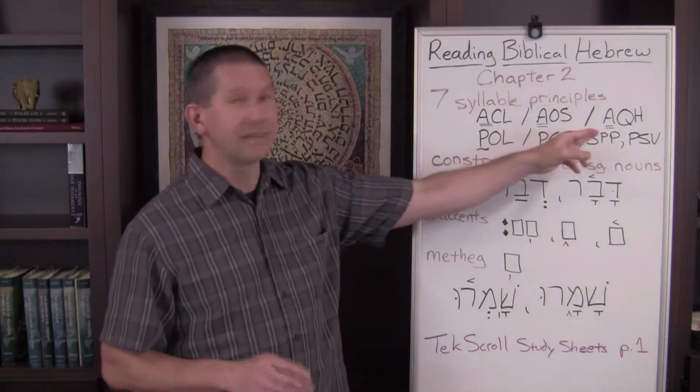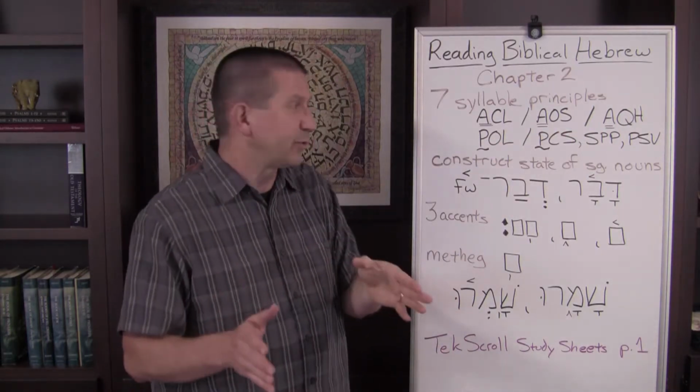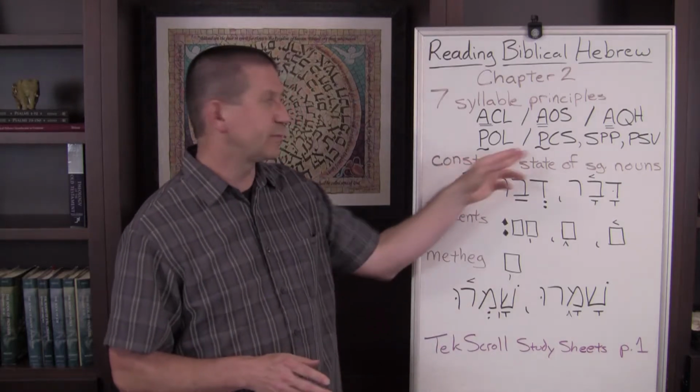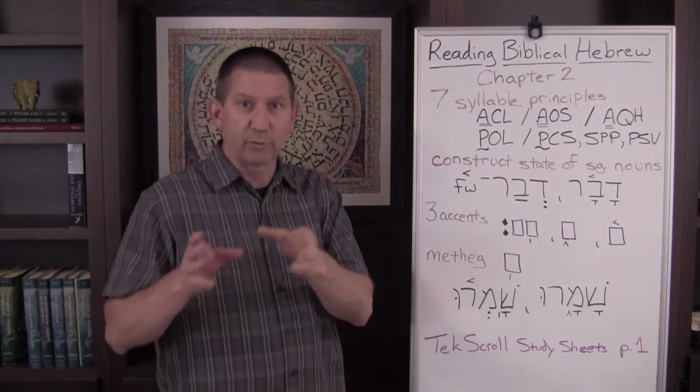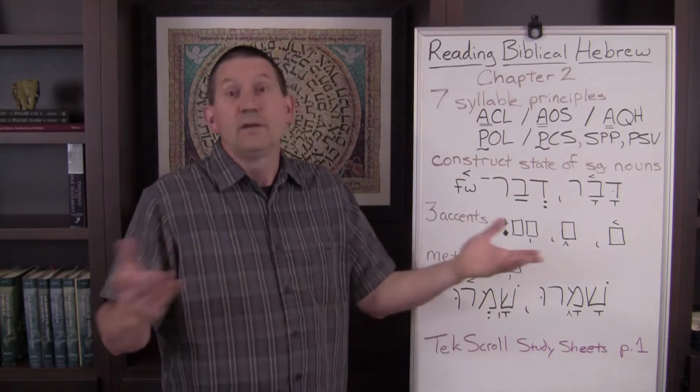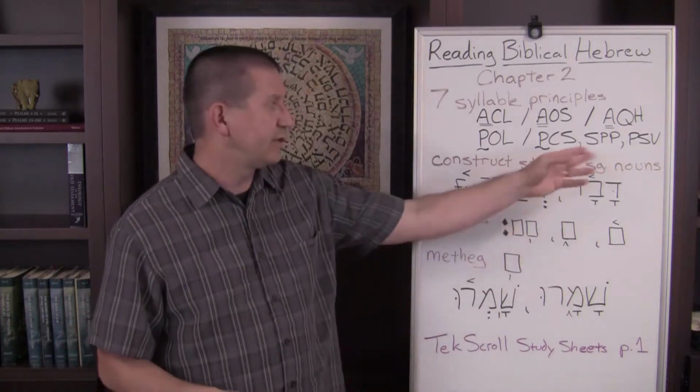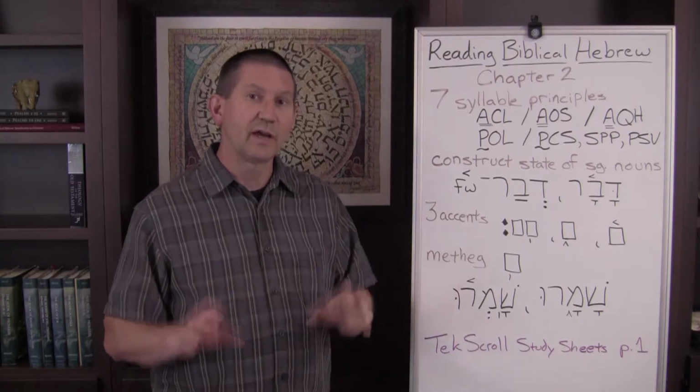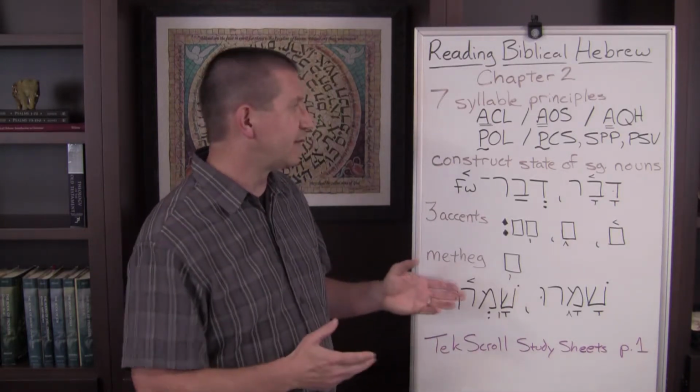3 of them start with an A, meaning the accented syllable has certain characteristics. 2 of them start with a P, that means the pre-accented syllable, which we call the pretonic syllable, and then there are 2 others. We're going to apply those principles to the construct state of singular nouns. So here's just a quick overview of what's coming in that regard.